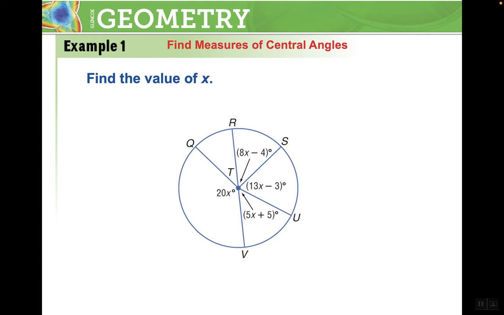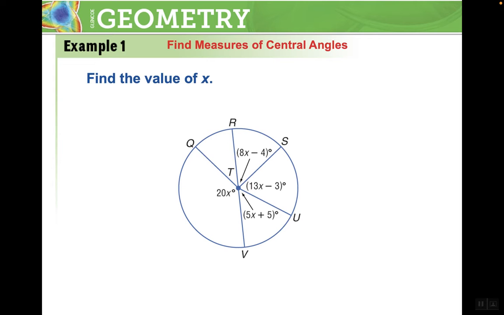So on this screen where it says find the value of x, we're going to look and see what we know. We know we have a diameter right here. So that means this is 180 degrees. So what we can do is we can set 8x minus 4 plus 13x minus 3 plus 5x plus 5 equal to 180, and then go ahead and solve for x.